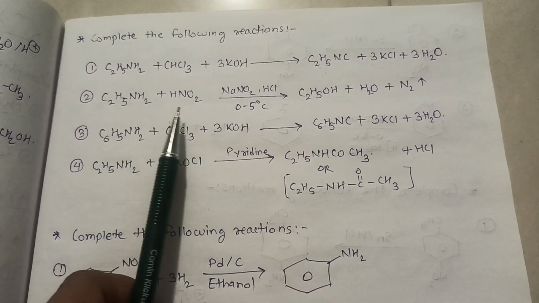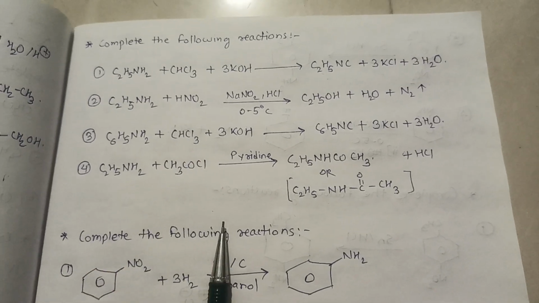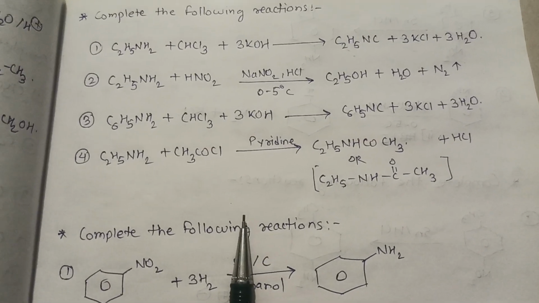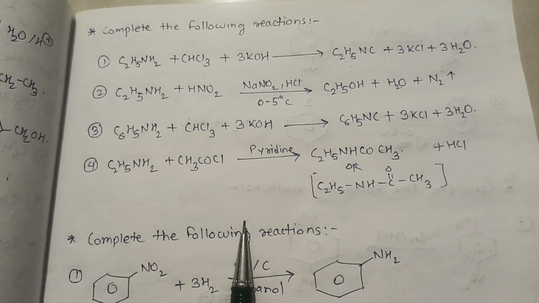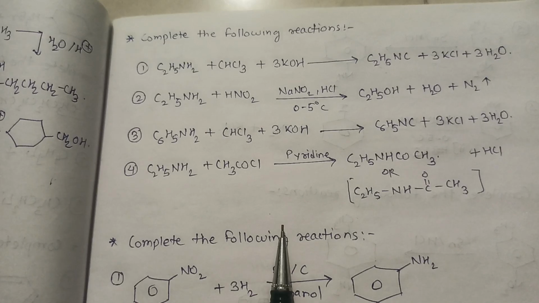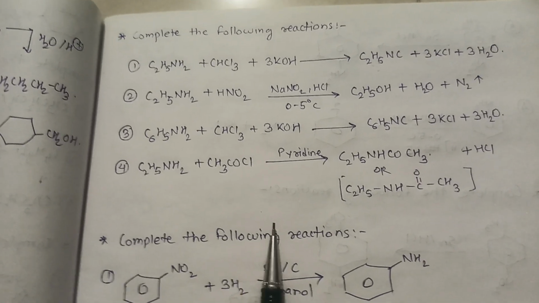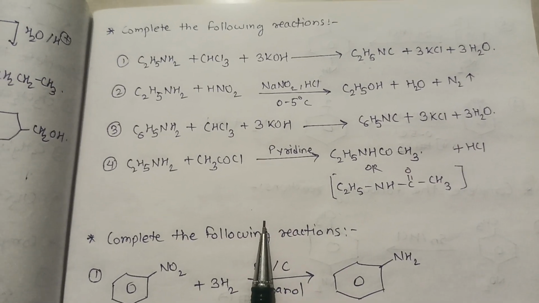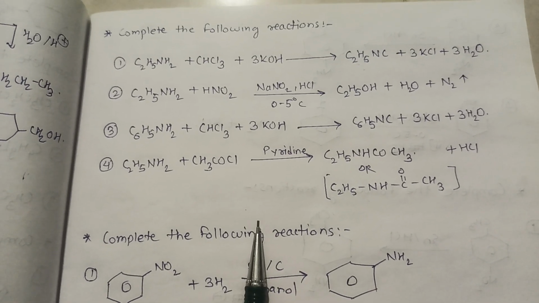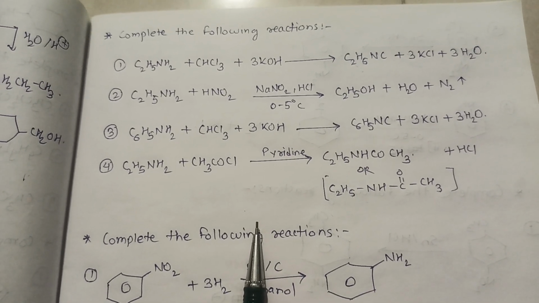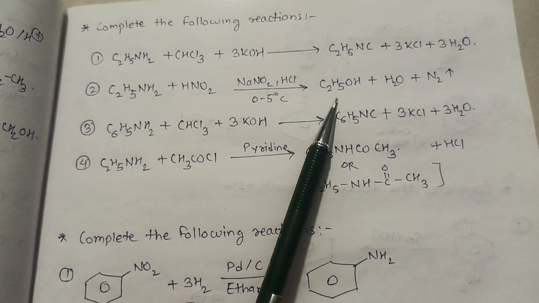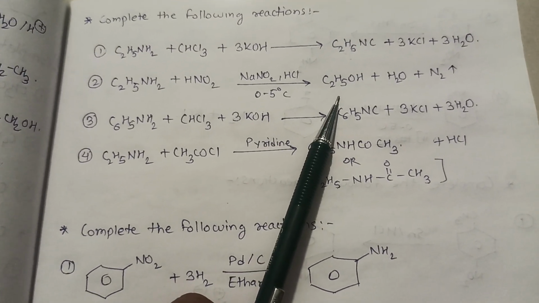Then see the second reaction. Second reaction is the one when aminoethane is treated with nitrous acid, and in this reaction what happens is that aliphatic primary amines when reacted with nitrous acid in cold condition, means 0 to 5 degrees Celsius, they first produce a diazonium salt, and then that diazonium salt again gets decomposed into an alcohol. So you have to write down the final product. No need to write down the intermediate.